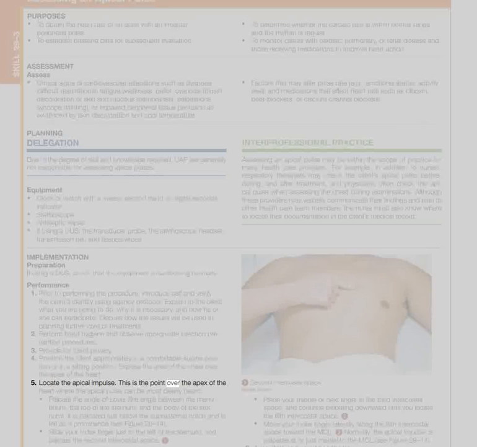This is the point over the apex of the heart, where the apical pulse can be most clearly heard. Palpate the angle of Louis, the angle between the manubrium, the top of the sternum, and the body of the sternum. It is palpated just below the suprasternal notch, and is felt as a prominence, see figure 29-14. Slide your index finger just to the left of the sternum and palpate the second intercostal space.